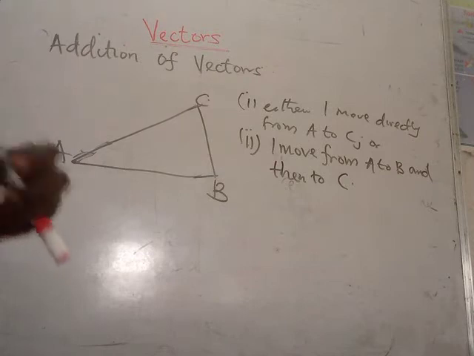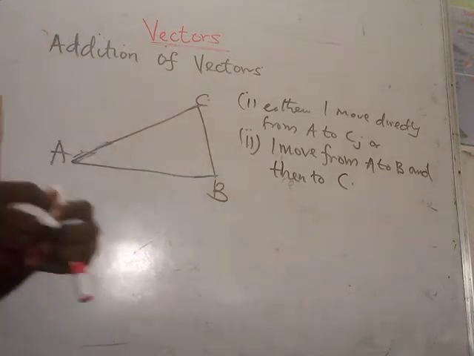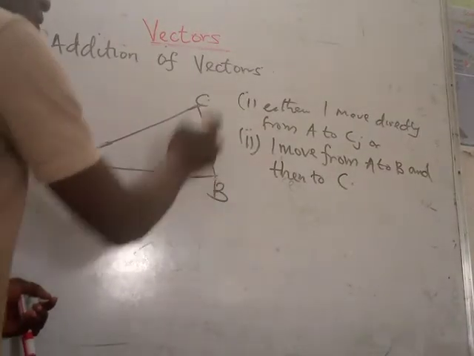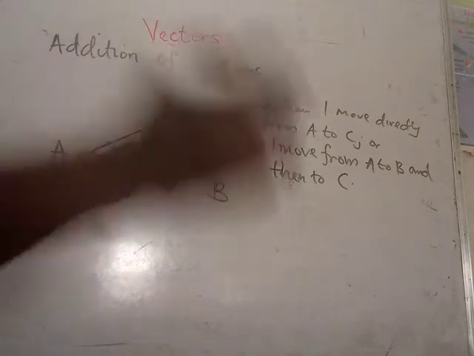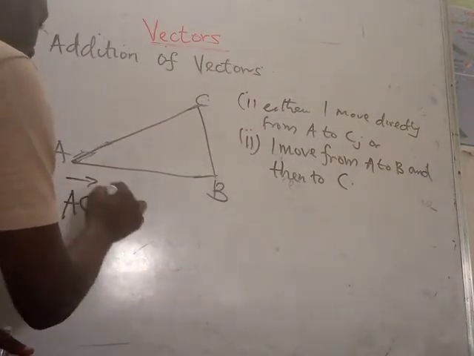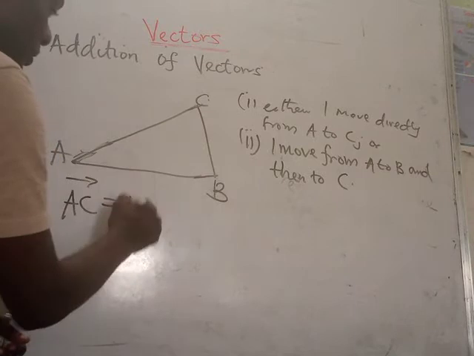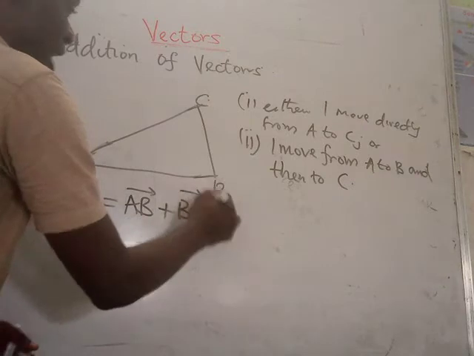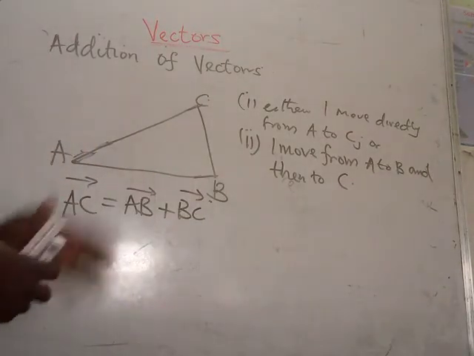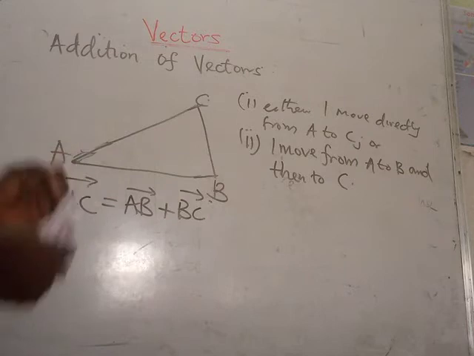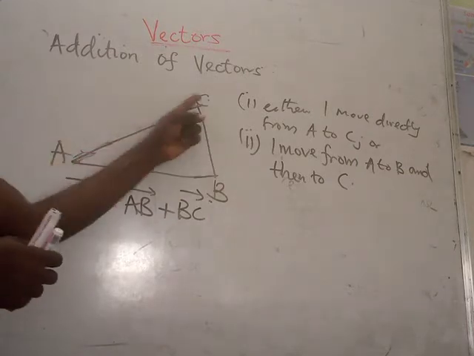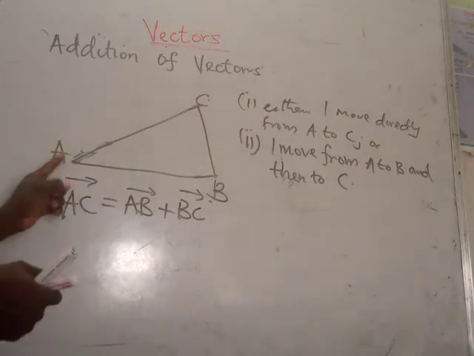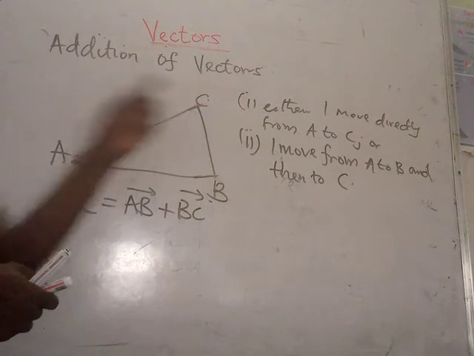Now, the vector AC is said to be the sum of AB and BC. So we can write this as AC is equal to AB plus BC. Now, how do I arrive at this? I said that if I want to go from A to C, I can either go from A to C directly, or I can move from A to B and then from B to C.